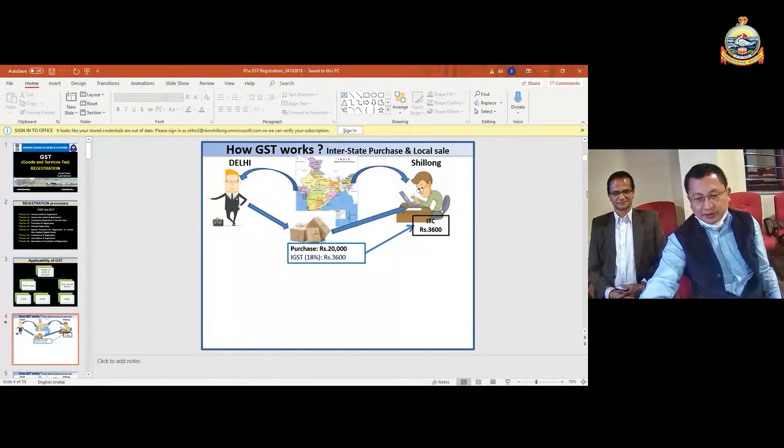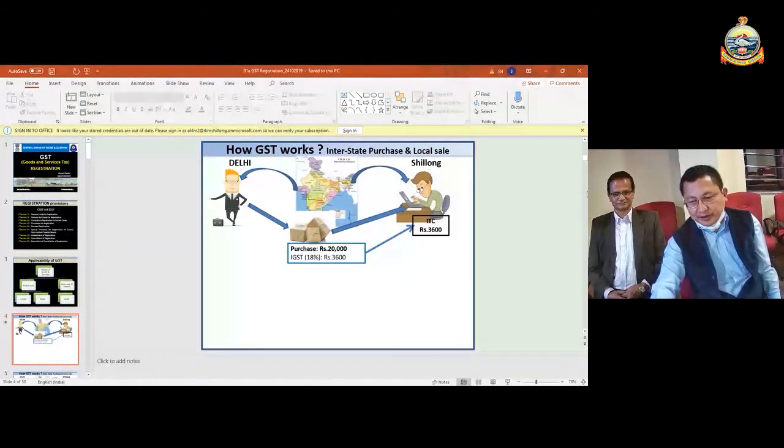Let us say the purchased amount is worth 20,000 for a particular item. And on that item A, IGST will be applicable. If the IGST rate is 18%, on this 20,000 the IGST of 18% will come to 3,600. So what happened here in this transaction? The buyer in Shillong will be paying to his supplier in Delhi a total amount of 23,600 rupees. That means the buyer in Shillong has paid IGST tax, that means GST tax, of 3,600 to his supplier.